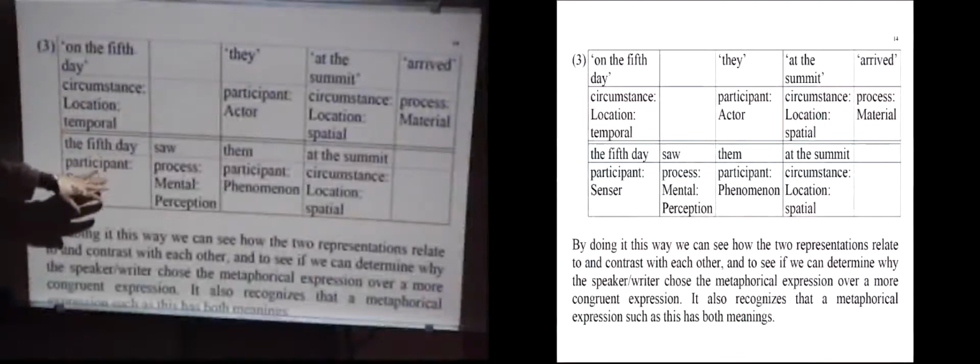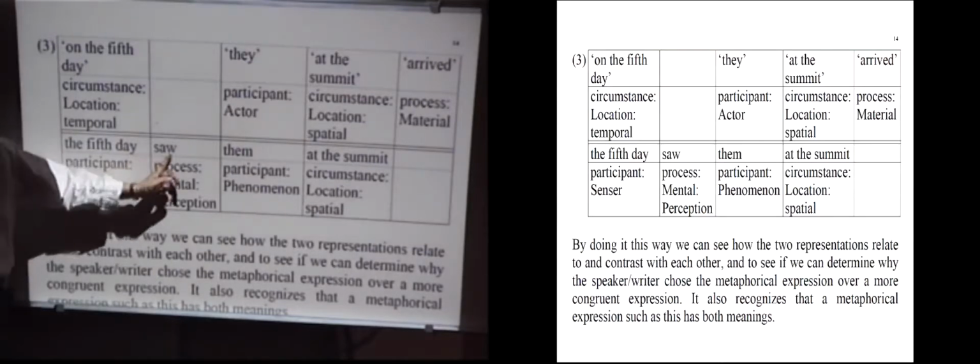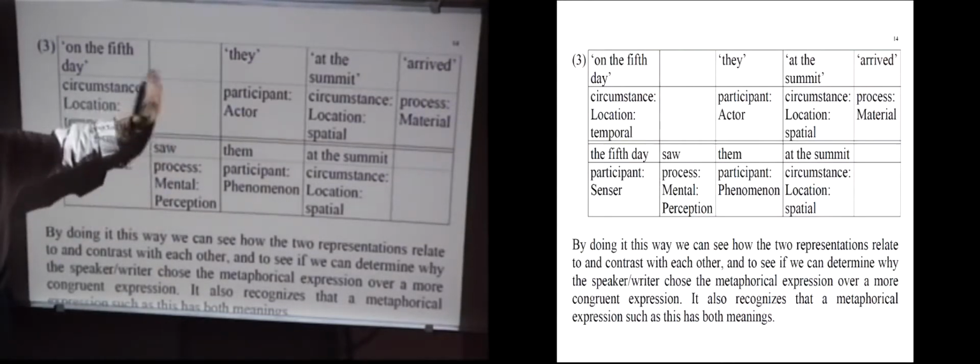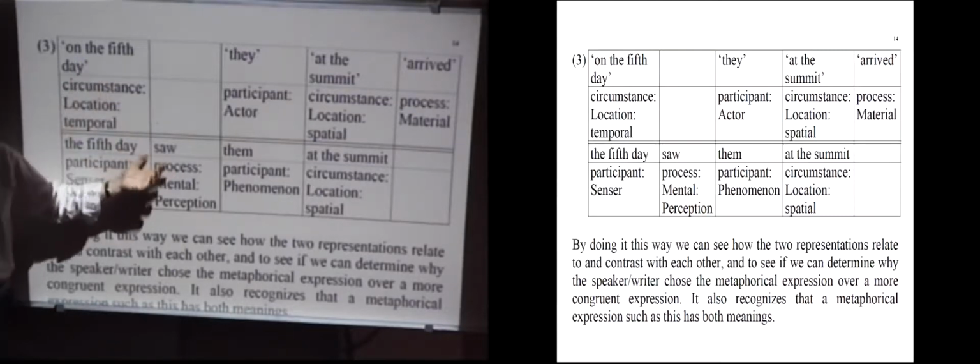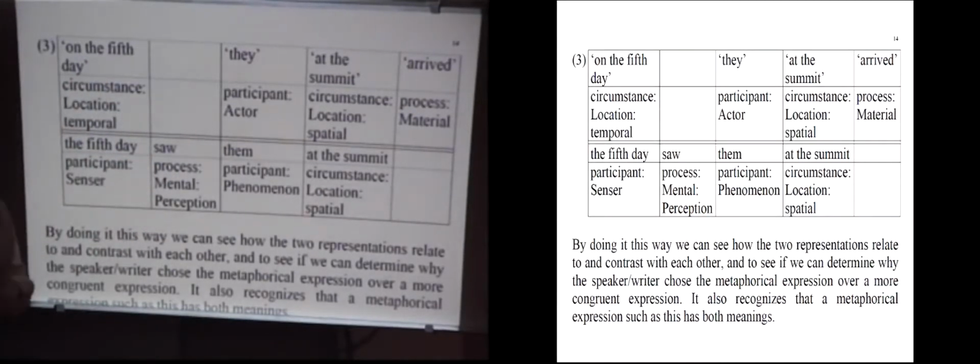Where this is what was actually said, the fifth day saw them at the summit. This was the unpacked meaning. So you can analyze the actual clause and also the metaphorical analysis. You can get both of them. And then you can see how this saw is not represented at all in the congruent form. It's only in the metaphorical form. So you can see that the use of saw here is completely metaphorical. It's not representing any of the actual experiential meaning.